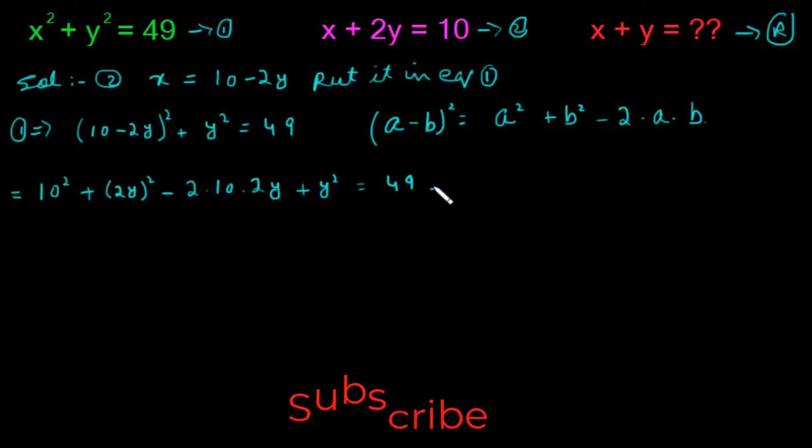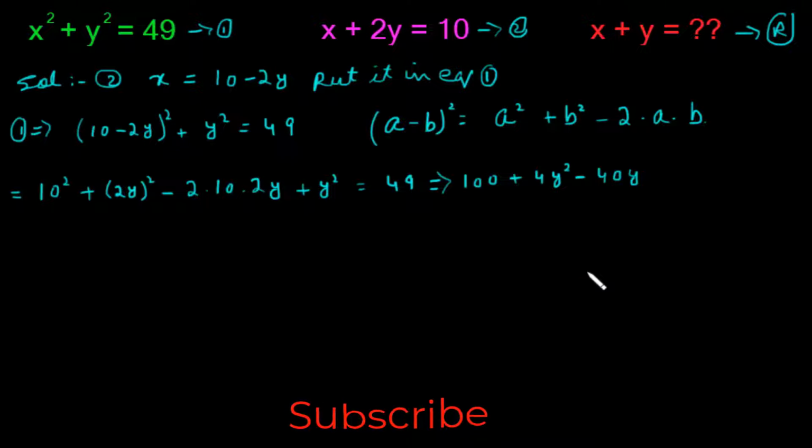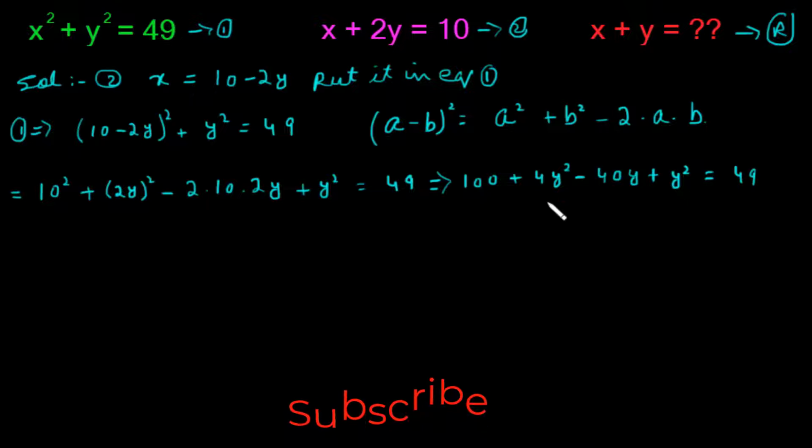Now I can write this as 100 plus 4y squared minus 2 times 10 will get me 20, 20 times 2 will get me 40. So 40 times y plus y squared is equal to 49. Now I will just make it a standard form. What I mean by standard form is I will make one side equal to 0. In order to do so, I will subtract 49 on this side and on this side as well.